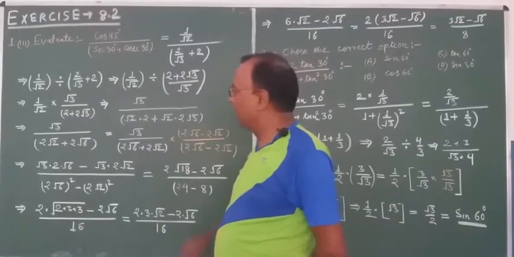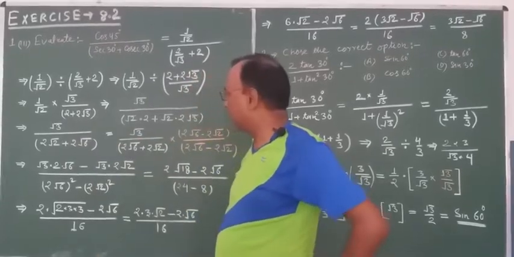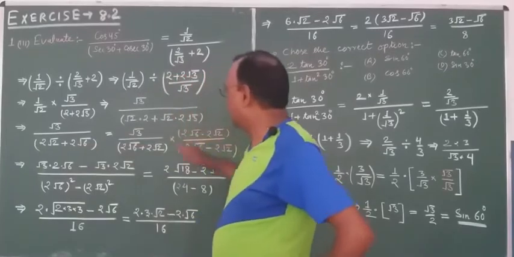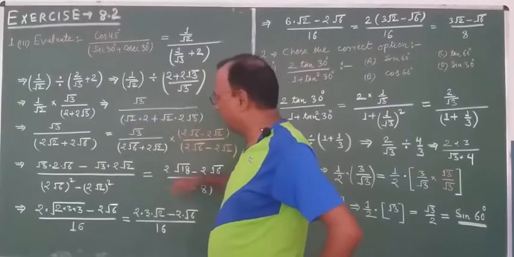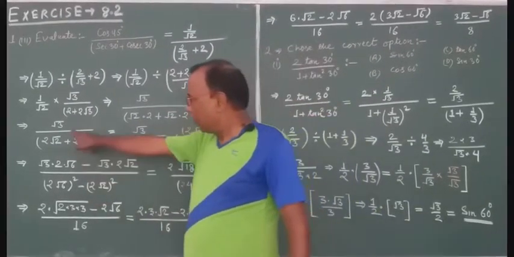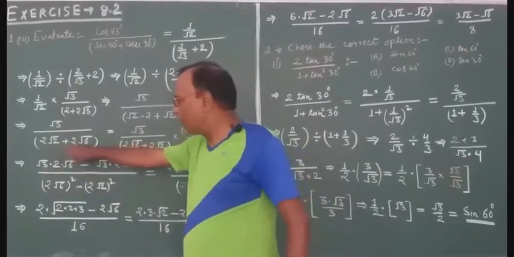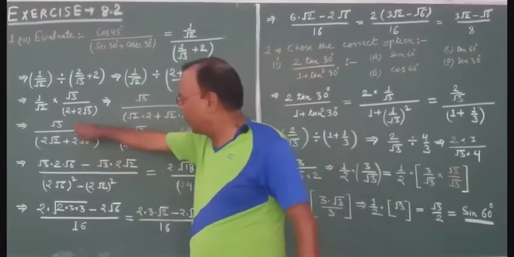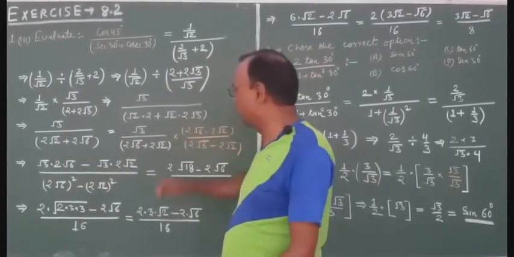There will be no change in the numerator. Under root 3 will be here. Just do the multiplication. Under root 2 into 2 will become 2 under root 2, plus 2 into under root 2 into under root 3 will become 2 under root 6. Now, under root 3 upon 2 under root 2 plus 2 under root 6.